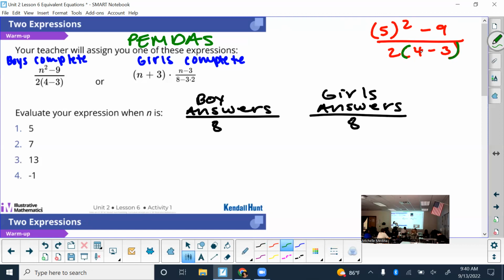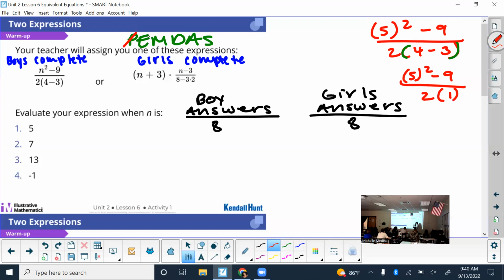No, because I can do the operation 4 minus 3. What's 4 minus 3? 1. So I'm going to copy everything over. 5 squared minus 9 over 2 times 1. And now that's no longer considered parentheses. It's considered multiplication. Inside the parentheses, it's simplified. If that makes sense. So we're done with the P.